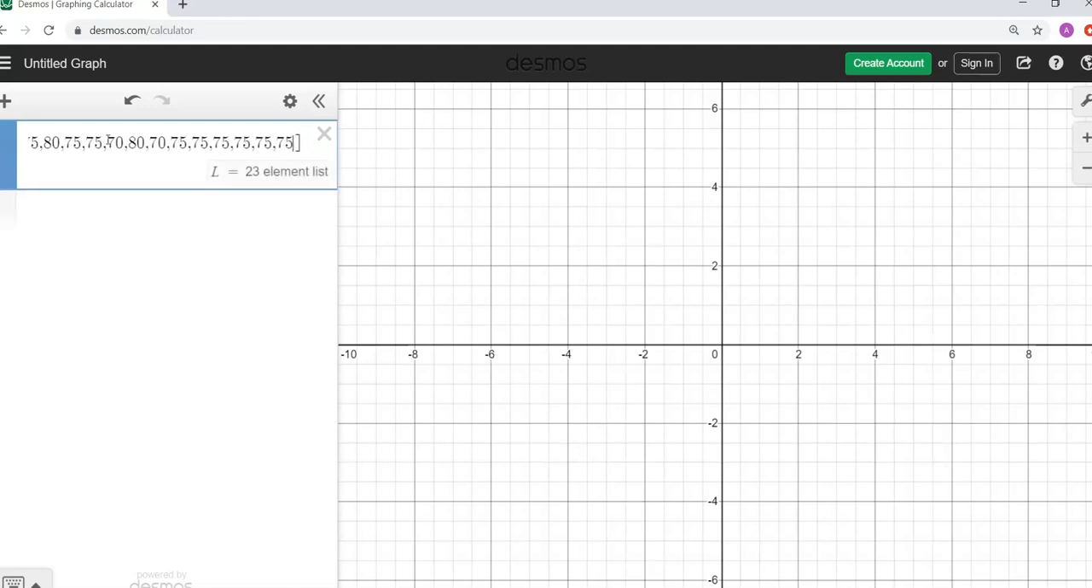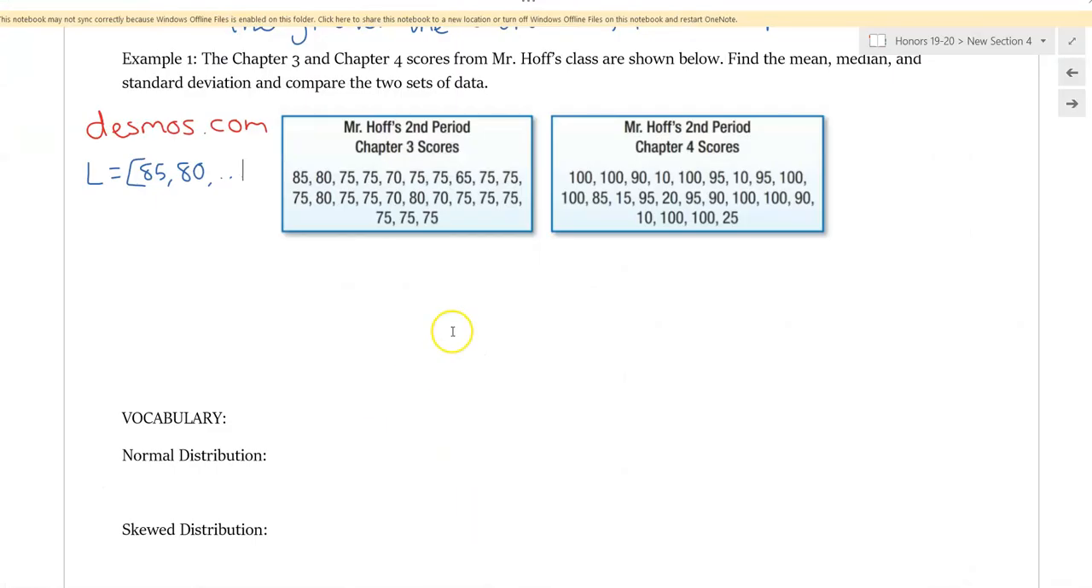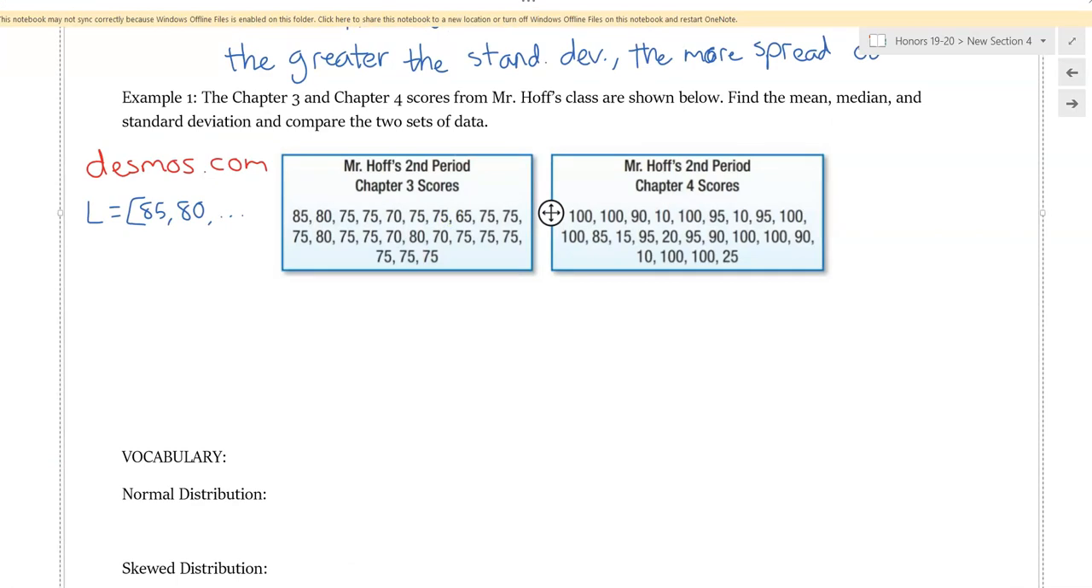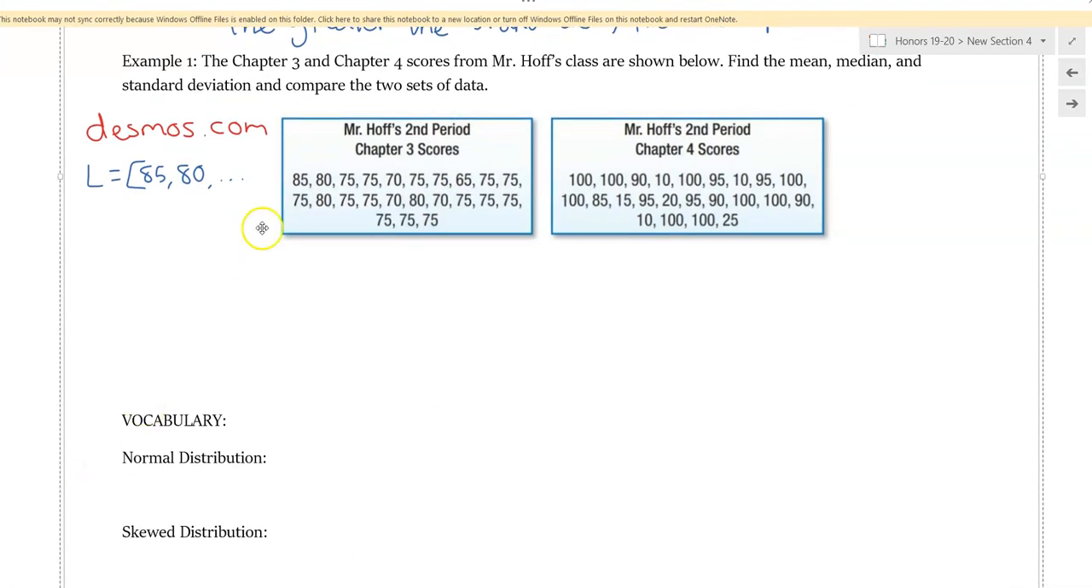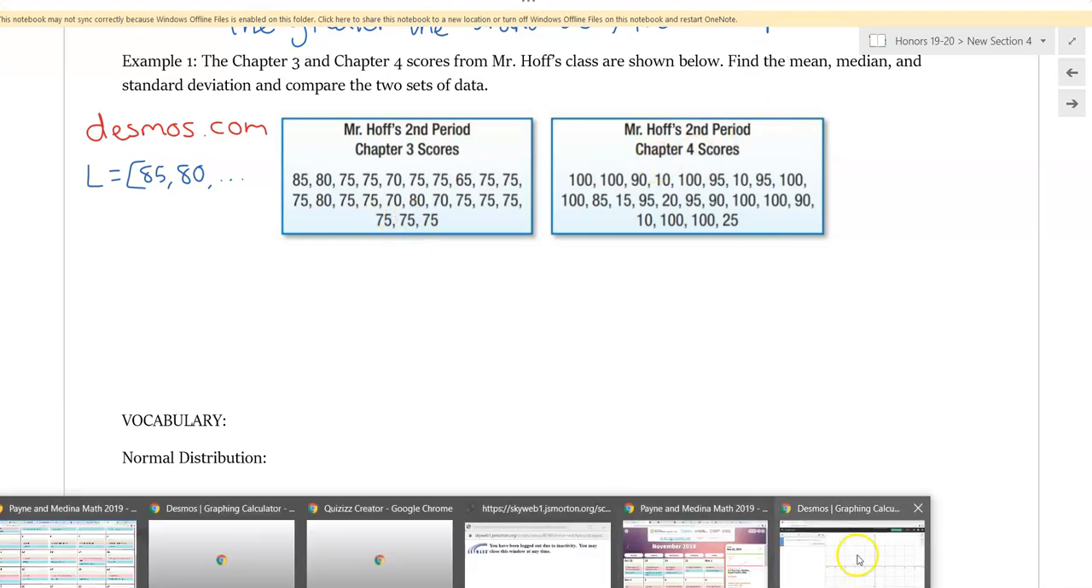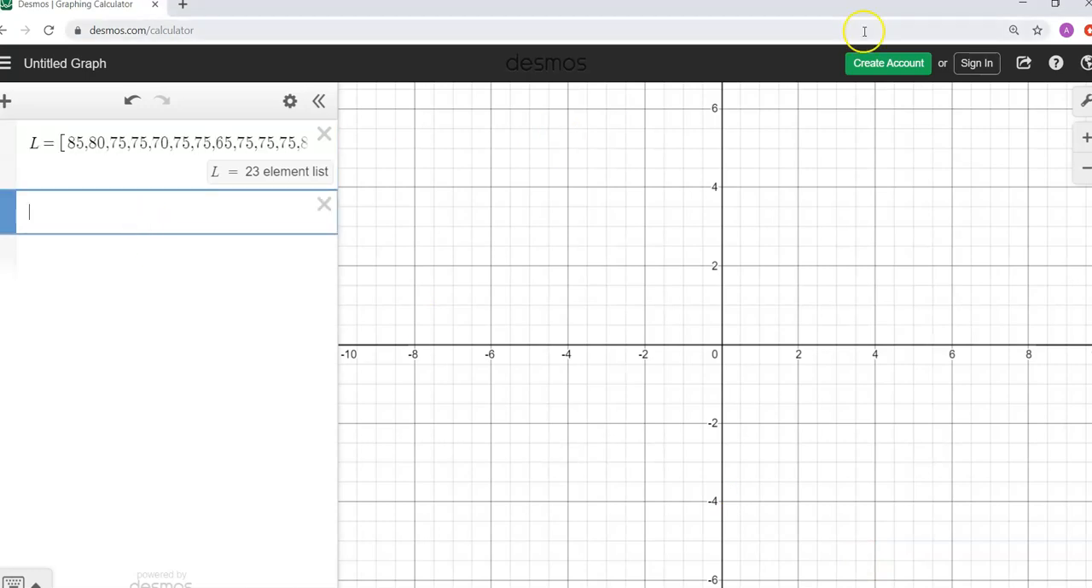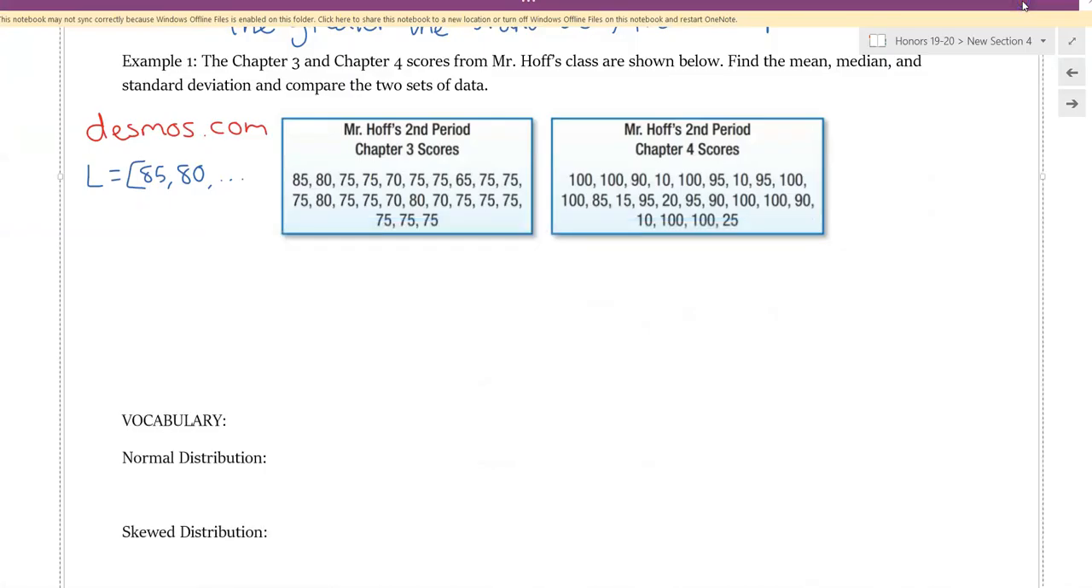One more. So the last thing I like to do is this L equals 23 elements list. This 23 right here tells us how many numbers we typed in. So I just like to double check and count the number of numbers I actually have and make sure I didn't skip any or do some twice. So there are 10 in each of these rows. That's 20, 1, 2, 3, 23. Fabulous. So yes, we did have the correct amount. Great. So our list is in the calculator.